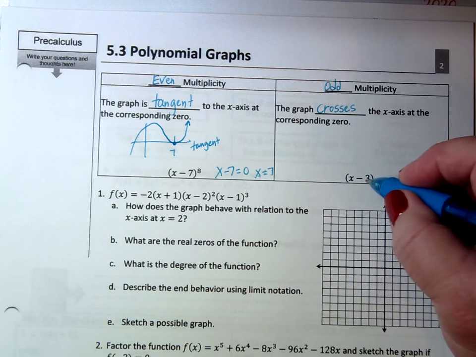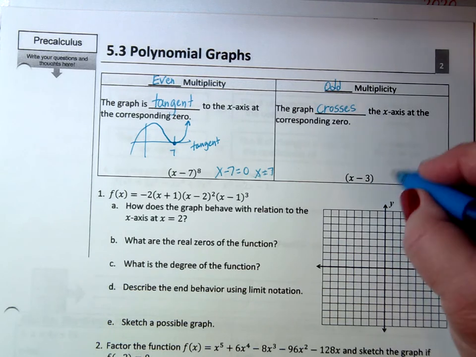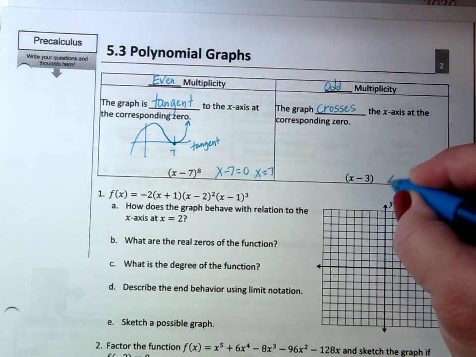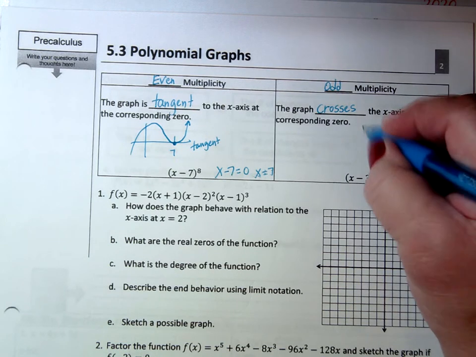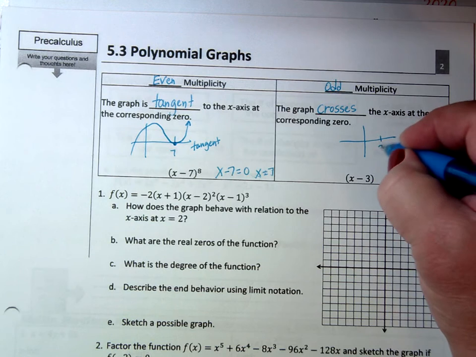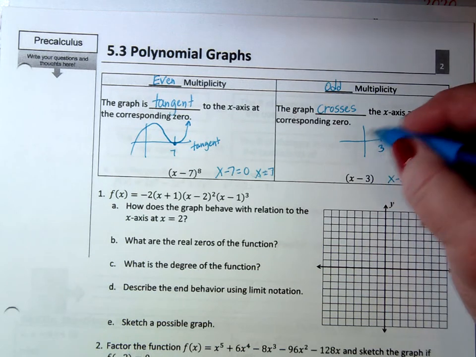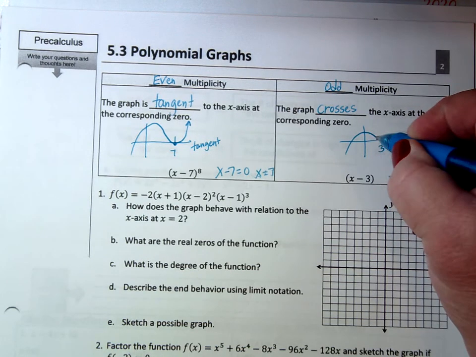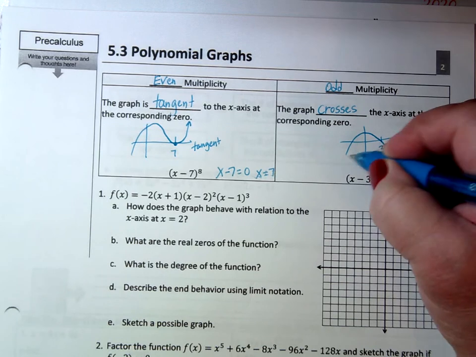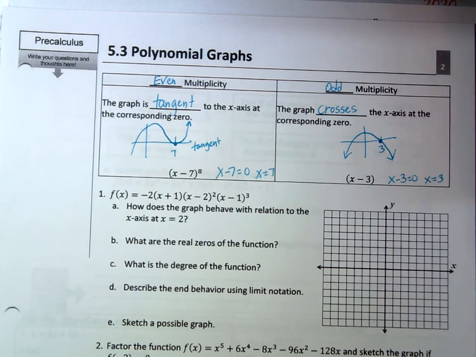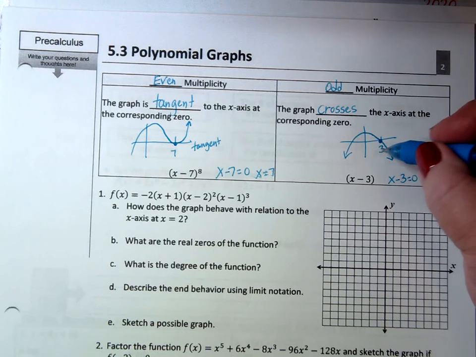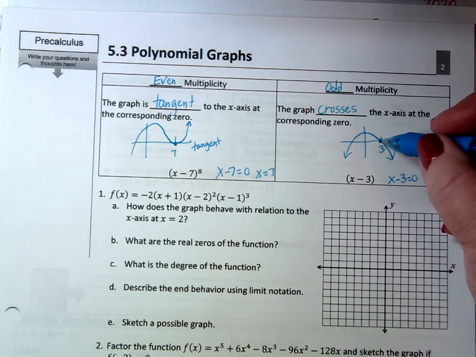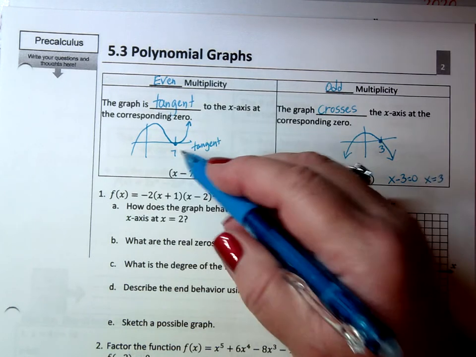Where this guy over here, x minus 3, if I set that grouping equal to 0, x minus 3 equals 0, I get x equals 3. Where x equals 3, it literally will cross through the x-axis, crosses right on over, keeps going. So you see at this point, it keeps going. It crosses from positive to negative. It could cross the other way, it could go from negative to positive. But the fact of the matter is it crosses. It doesn't stop and turn around. This is a stop and turn around.